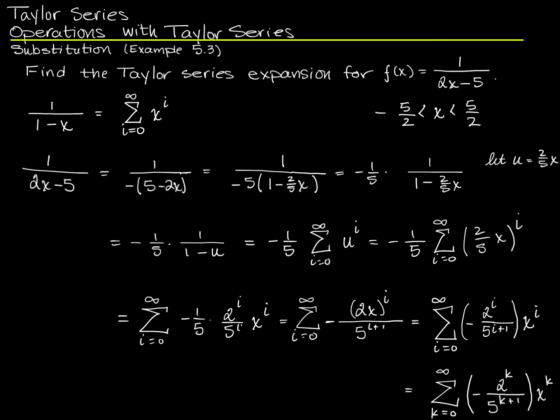Now my restrictions in this case, if I rewrite this, -5/2 to 5/2, this is my radius of convergence, or my interval of convergence for this, not for this function, sorry, for the Taylor series, for the function. This is my radius of convergence.